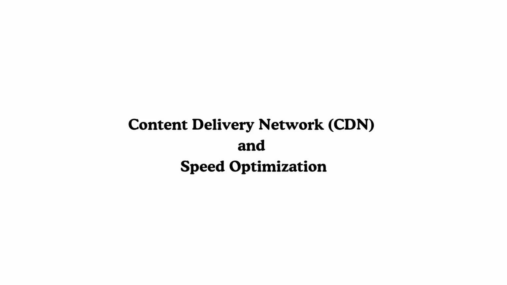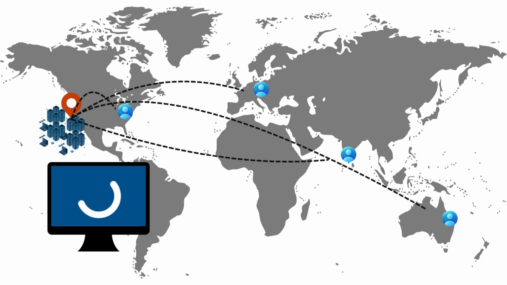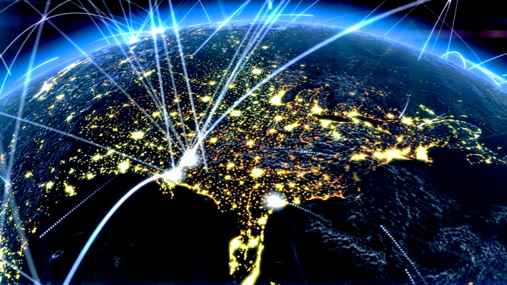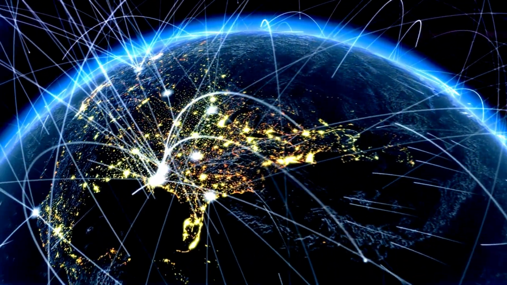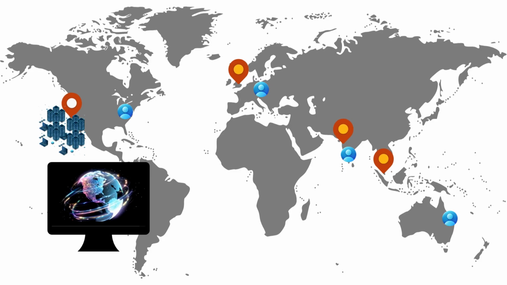Now imagine if every user had to receive data only from a server in the US. The latency would increase significantly. The solution to this problem is CDN, Content Delivery Network. A CDN is basically a global network of smaller servers that store content closer to users. So when you play a YouTube video, your data actually comes from the nearest CDN node, not from America.